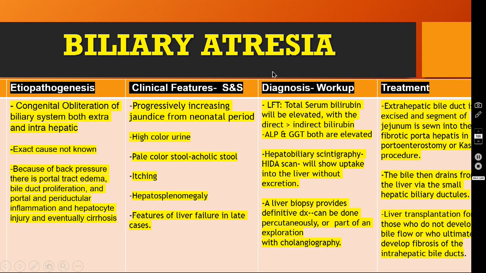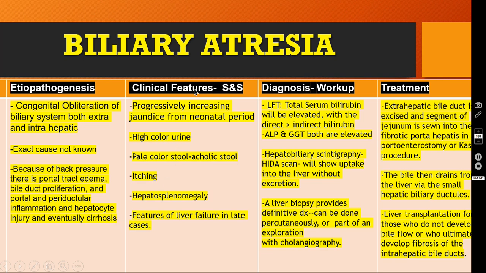The second condition is biliary atresia. This is a congenital obliteration of the biliary system, both extra and intrahepatic. The exact cause is not known. Because of back pressure, there is portal tract edema, bile duct proliferation, portal and pericanalicular inflammation, and hepatocyte injury, and eventually cirrhosis of the liver.